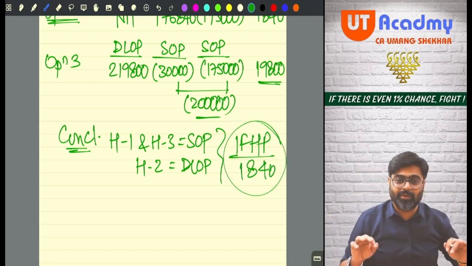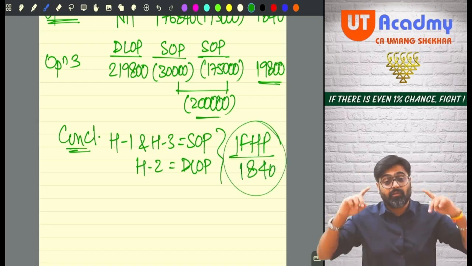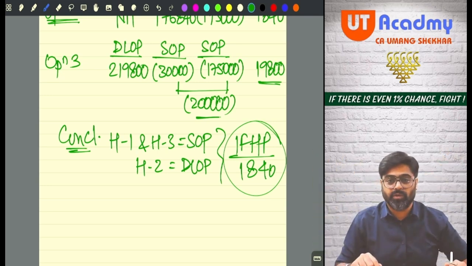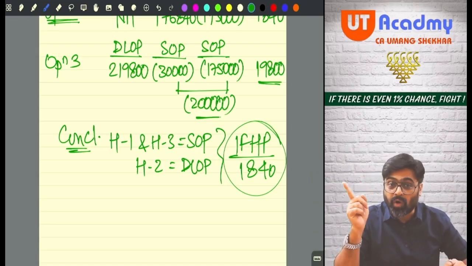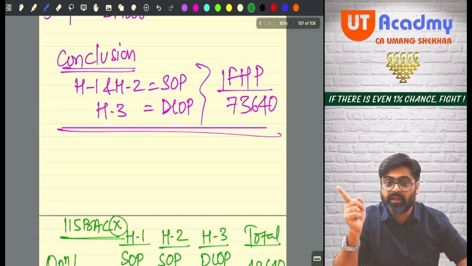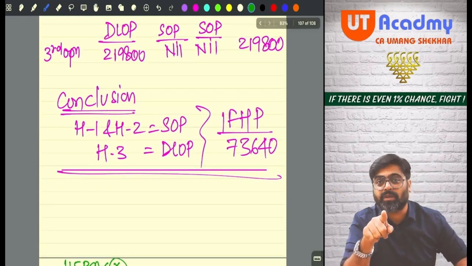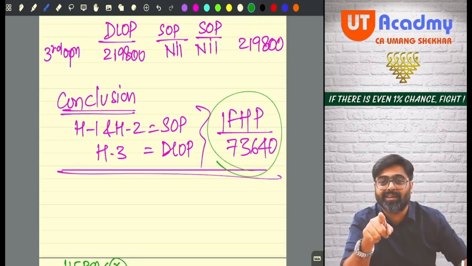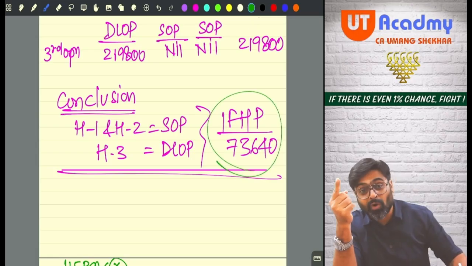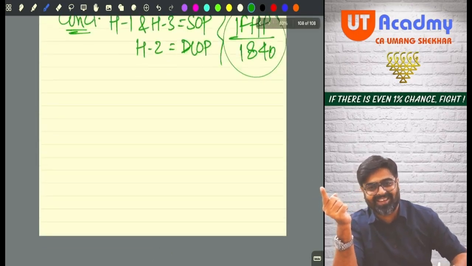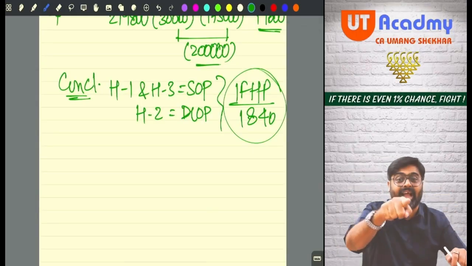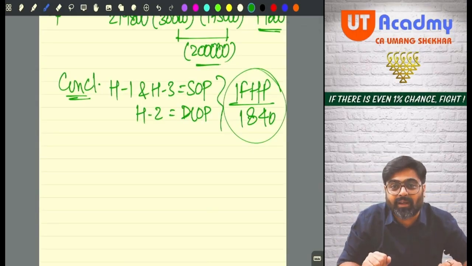Now they are telling you, from the point of view of taxation, which is the best thing you can do. See, if you follow 115 BSE, then this is the best option, but still you are supposed to pay tax on 73,640. But if you don't follow 115 BSE, then this is the best option and you are supposed to pay less tax because the taxable income is 1840.